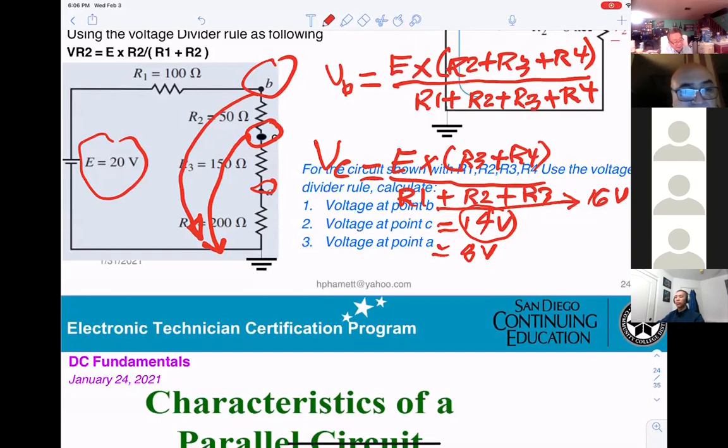Instead, you have to calculate the total resistance, then calculate the current, then use Ohm's law to calculate VB, VC, or V.